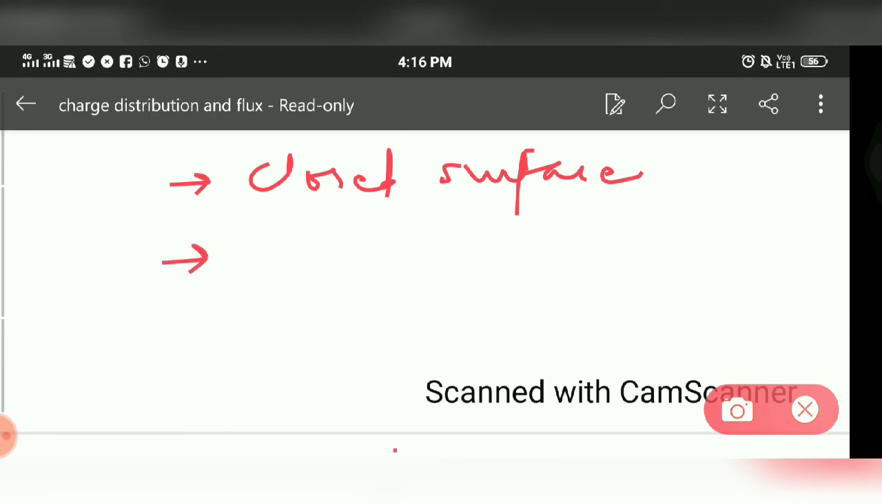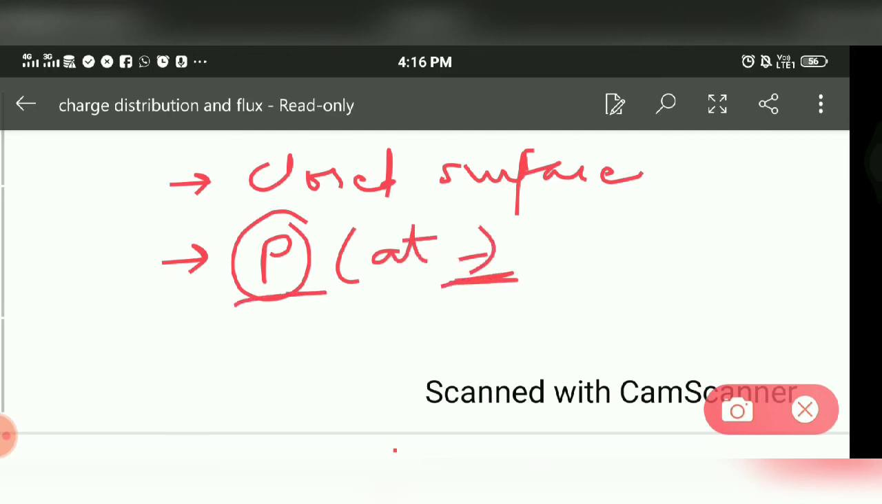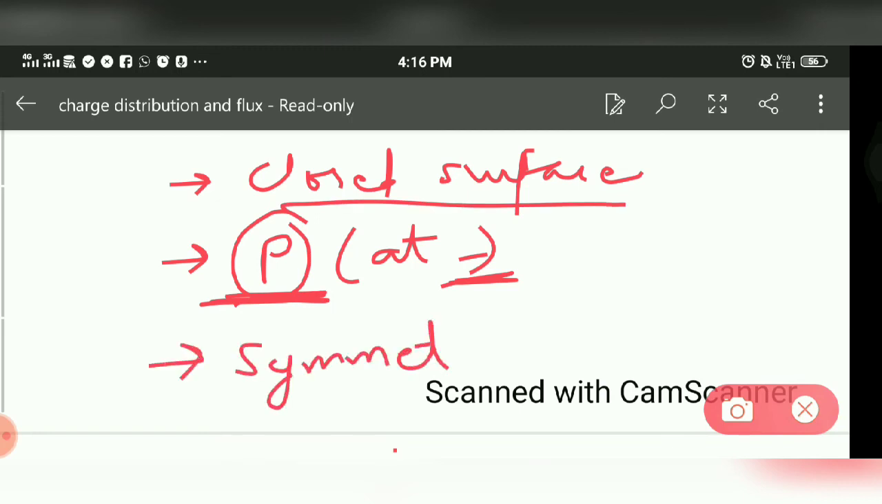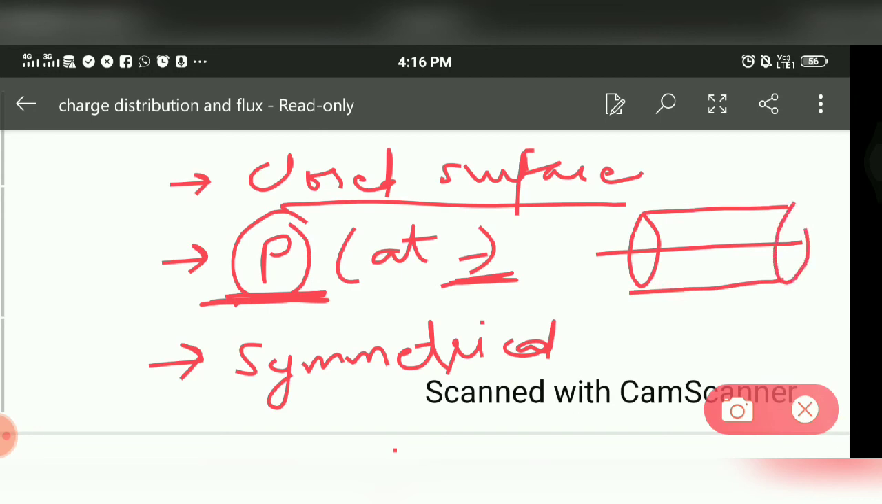Second, it must pass through a point P at which we have to find the field. The point at which the field is to be found must lie on the surface, and it must be a closed surface. It must be symmetrical. Symmetrical means what? If I take this rod, then I take a cylinder.